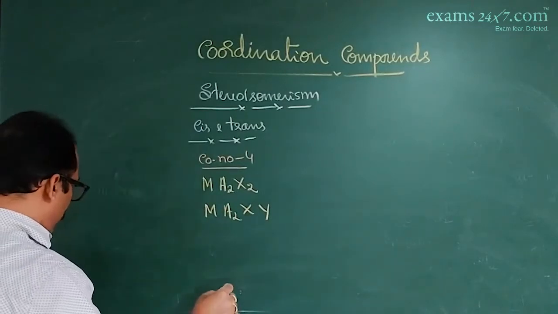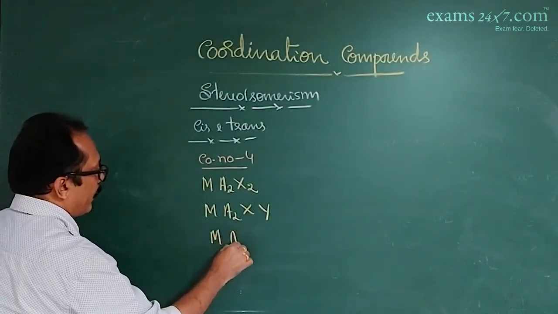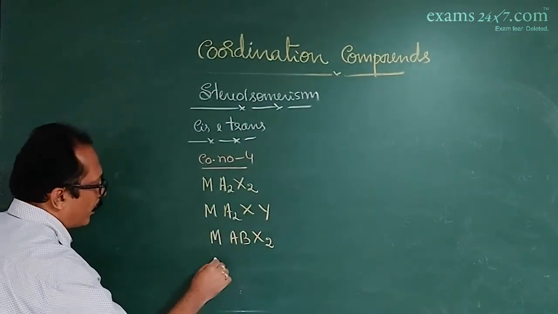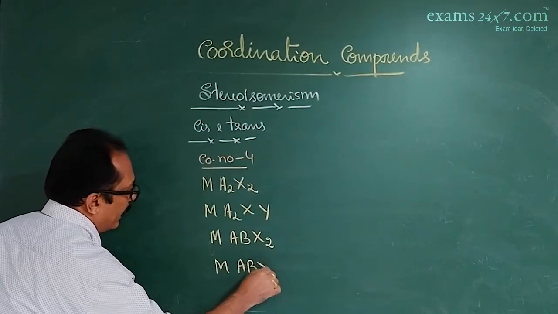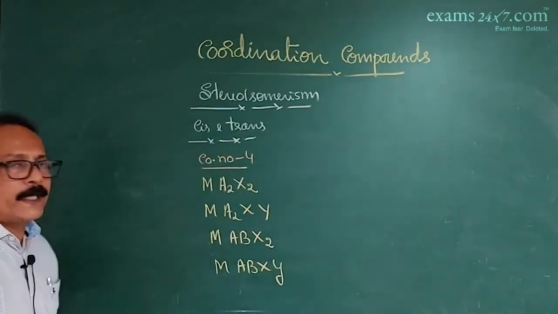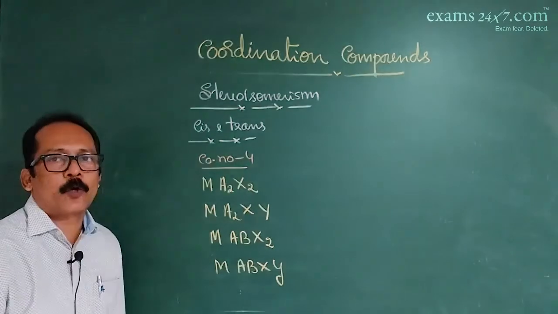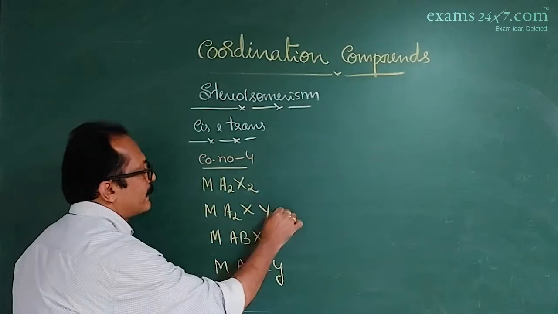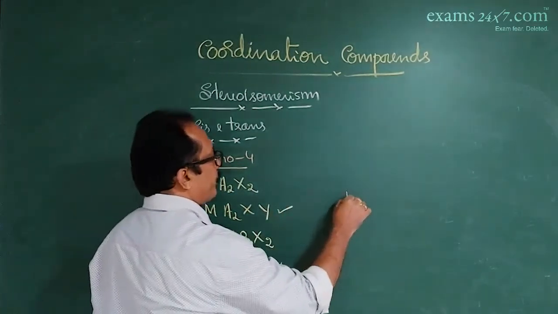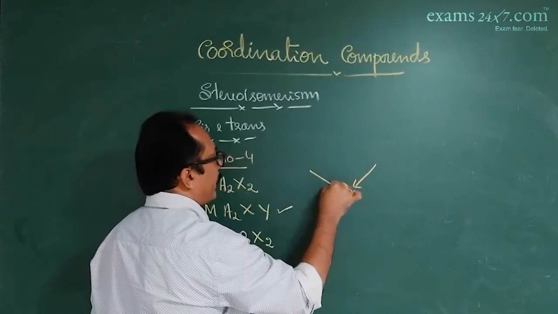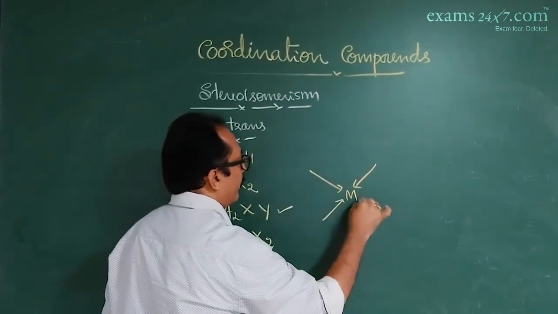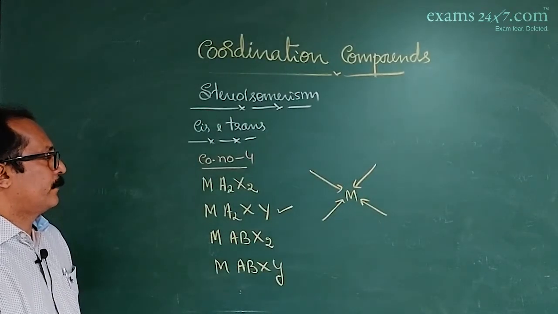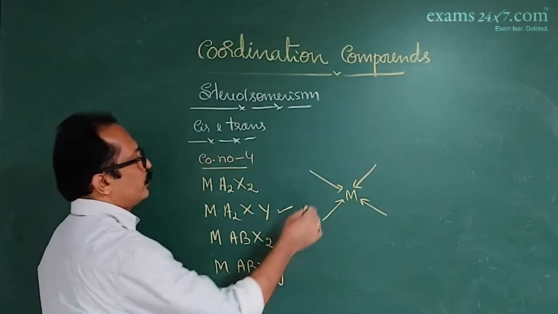One more formula, M, AB, X2, or M, AB, XY. All these are square planar complexes. They exhibit cis and trans isomerism. I'll take this example. Now, the central atom is written as M, A2, XY.